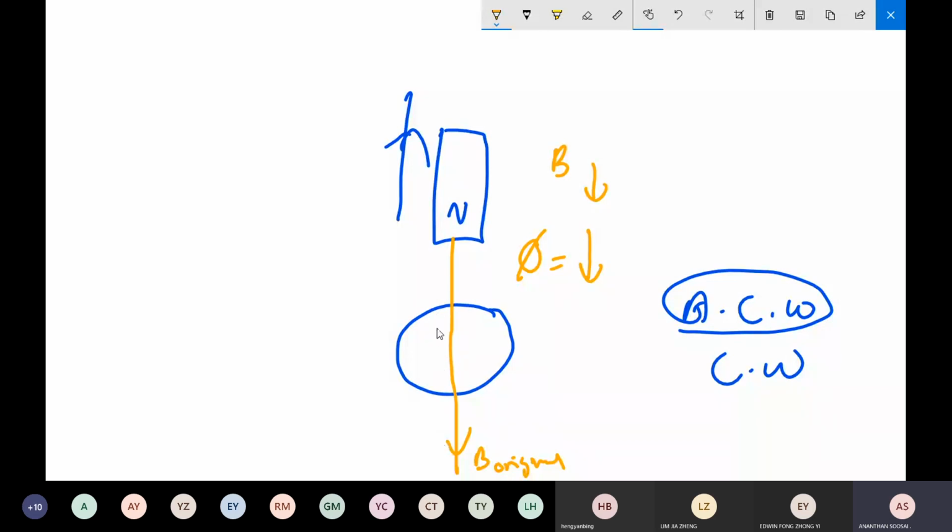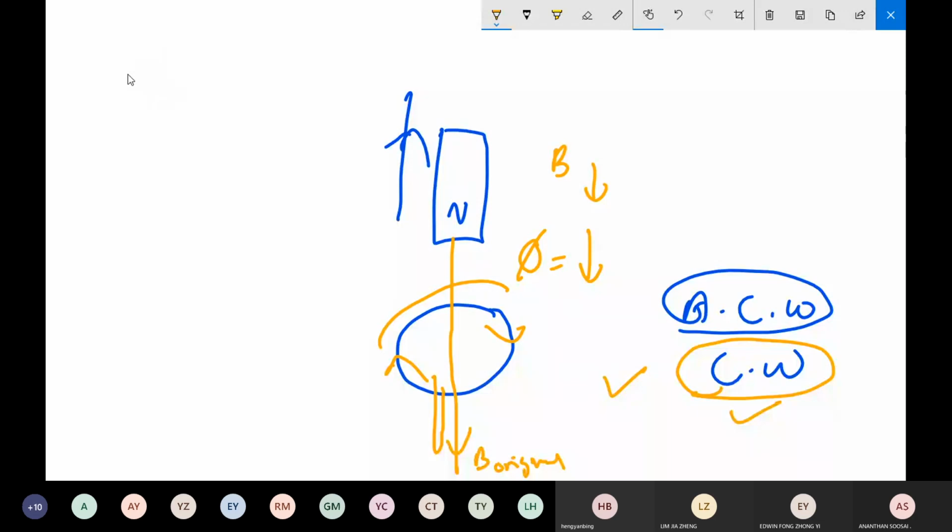So you use the right hand grip rule. How should the current flow? The thumb should point down, and your fingers curl this way. So the current should be clockwise. In the exam, they will ask you to identify the direction of the current. So this is Lenz's law.